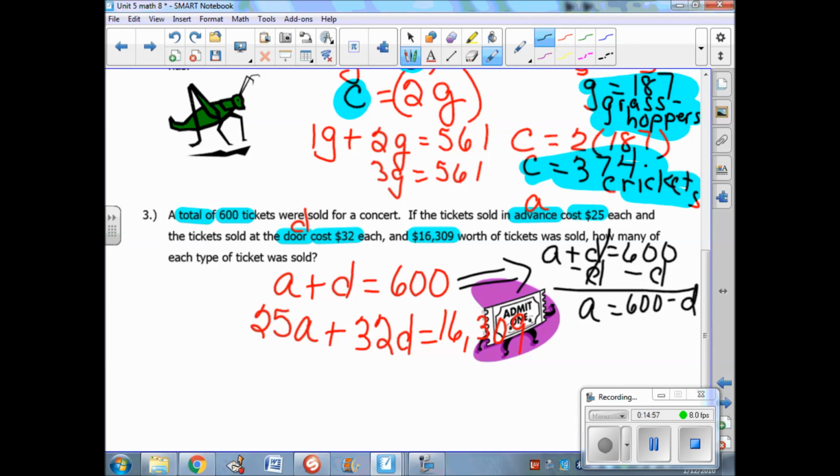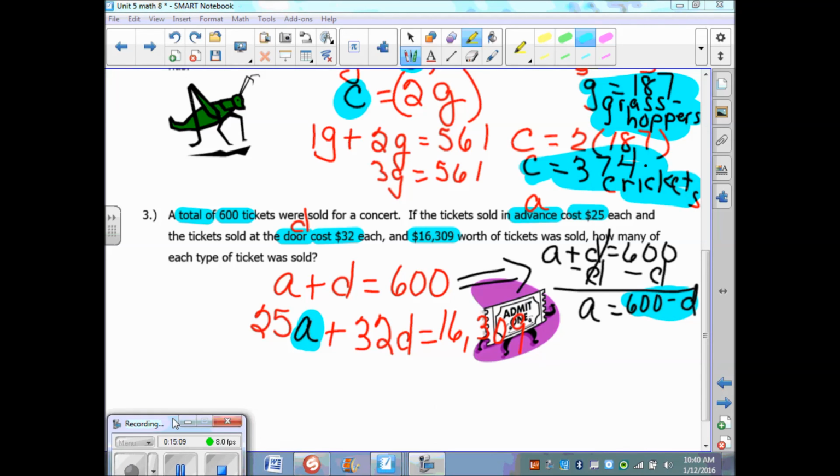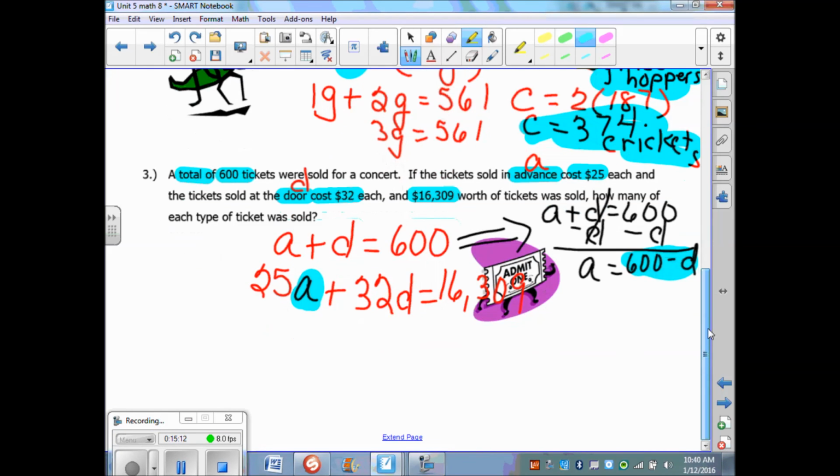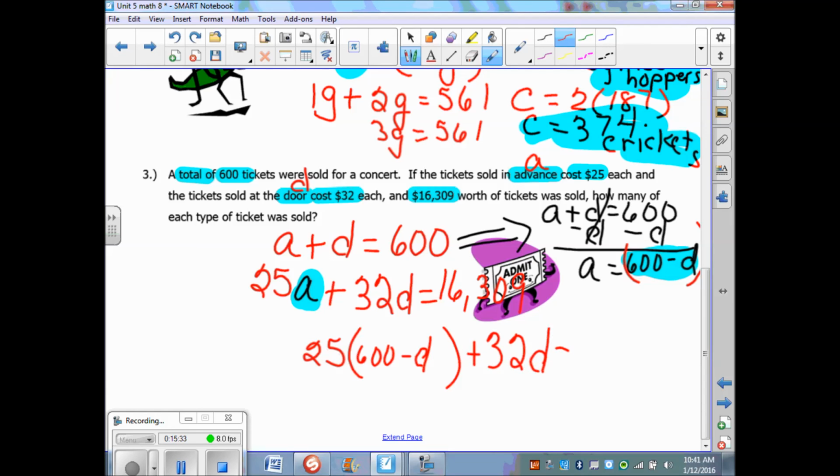So if I'm going the substitution route, this is what A equals. I'm going to put that amount where the A is in my other equation. Let's do the substitution step. So 25, here's the substitution step, because remember, this is the amount that we're putting in place of that A. 600 minus D plus 32D equals that.